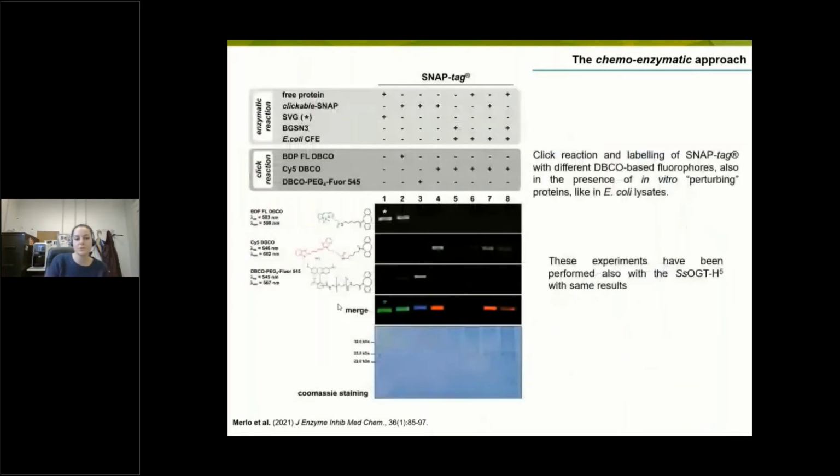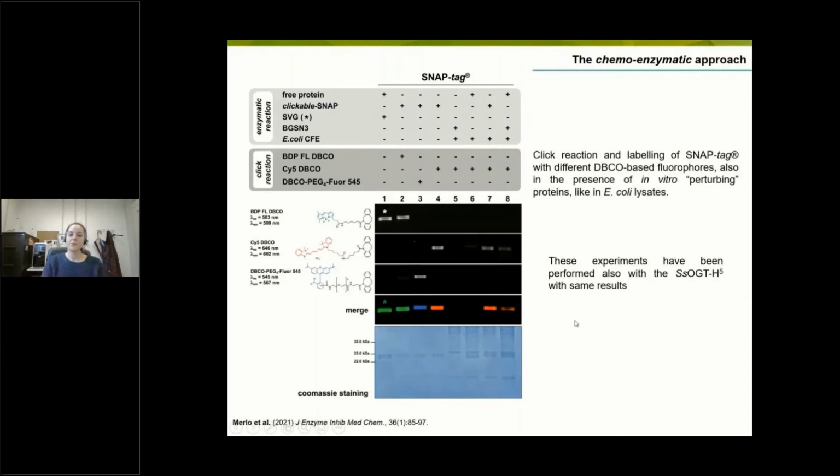But we wanted to test if this approach can be applied to several different molecules. And we tested three different DBCO derivative substrates which present different fluorophores, both with purified protein and in a more complex environment, in the case of E. coli lysate. And the reaction is specific for both conditions and for both proteins tested, the mesophilic and the thermophilic, thermostable counterpart.